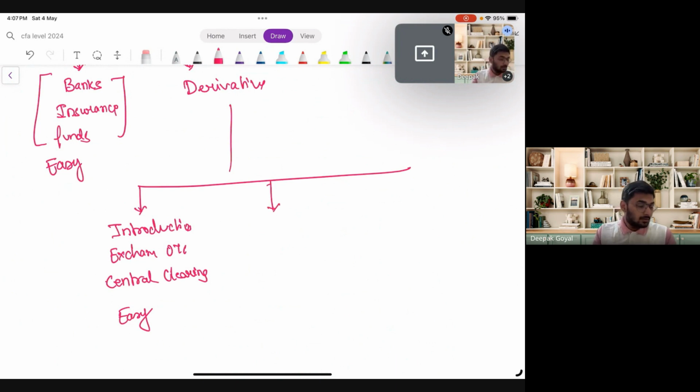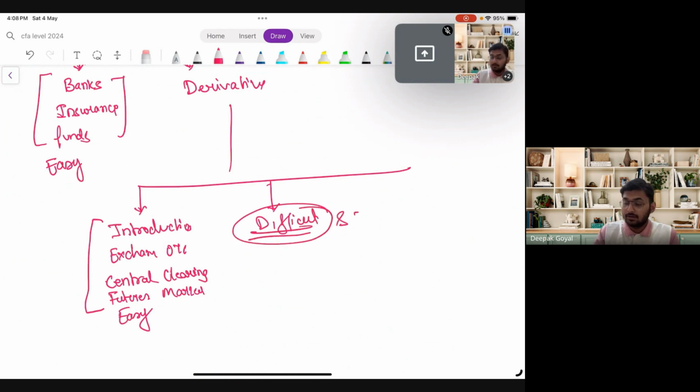Now, there is one more chapter, that is futures markets, which comes under the same head. Okay? Then a difficult portion will start, and it is important, from where you will see maximum questions in the examination.